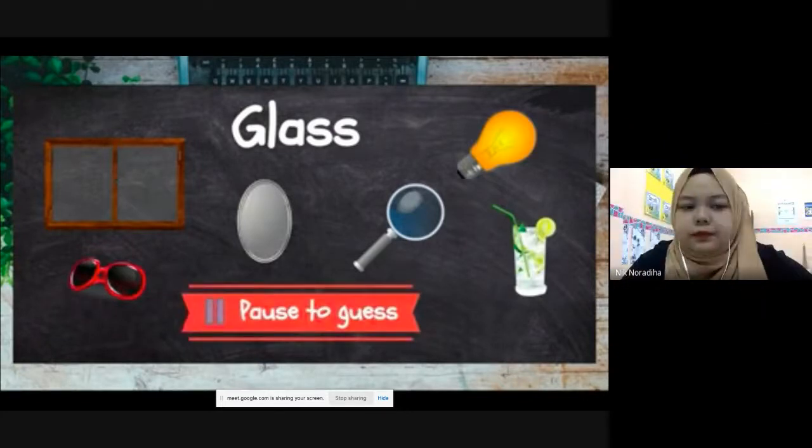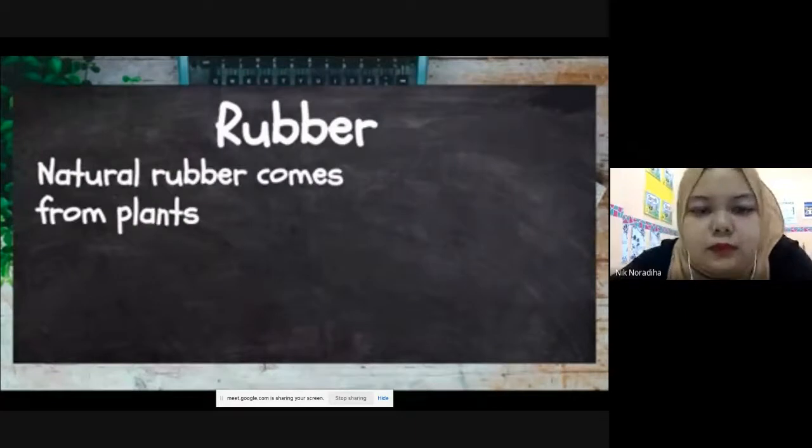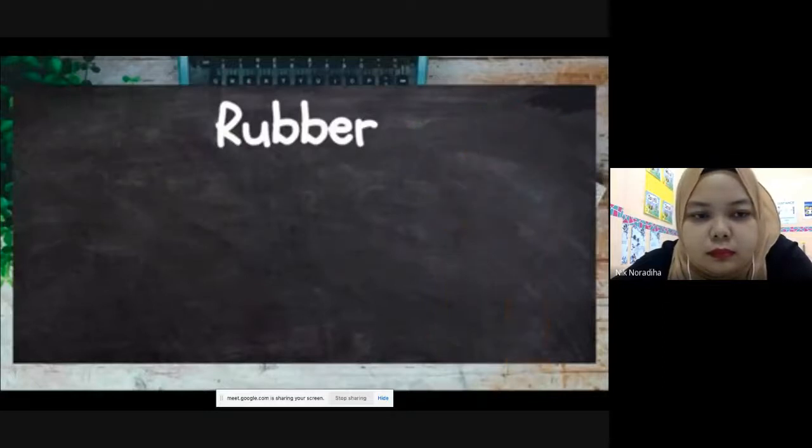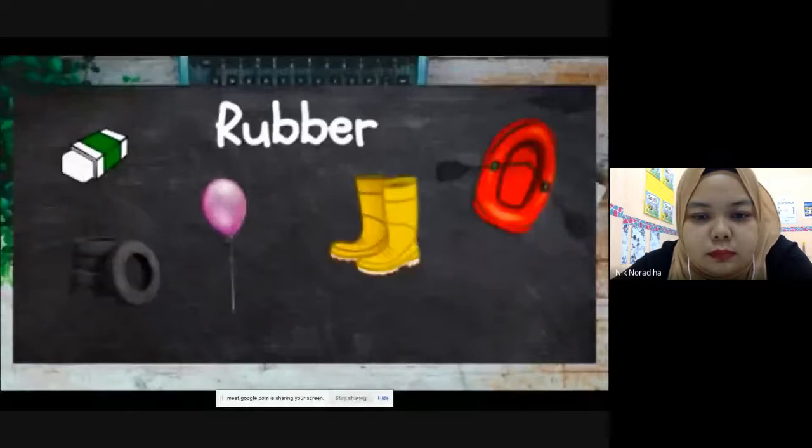Rubber can be made from a number of different things. Natural rubber comes from plants. Rubber is durable, stretchy, and waterproof, so it is good for things such as erasers, boots, balloons, tires, and floaties. Can you name any more rubber items?